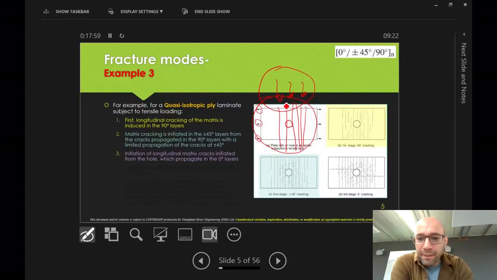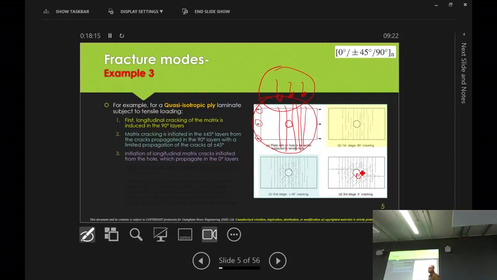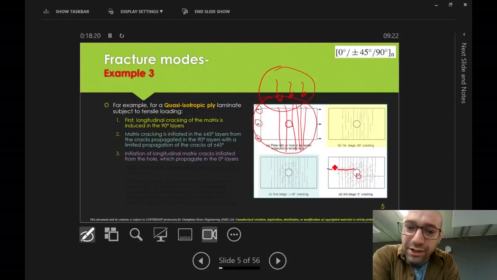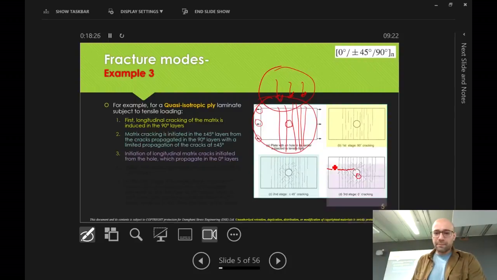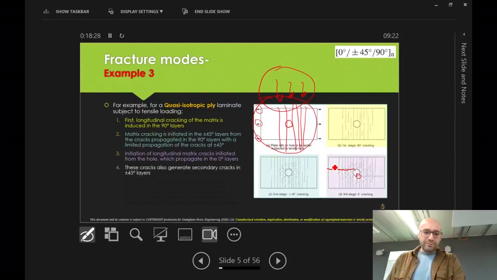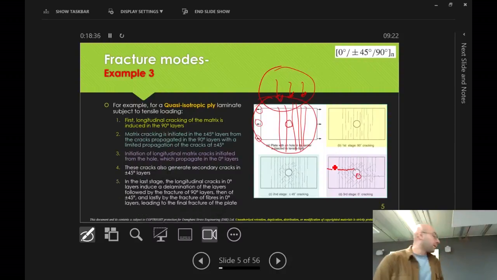And then the next stage is initiation of longitudinal matrix cracking, initiated from the hole. If you look at the hole, that's where the stress concentration point is, right at the edge of the hole. Stresses are high, a crack forms, and then you will have some longitudinal cracks going all the way along the matrix. And then these cracks sort of combine, create secondary cracks, and at the end of the day, your whole laminate fails.